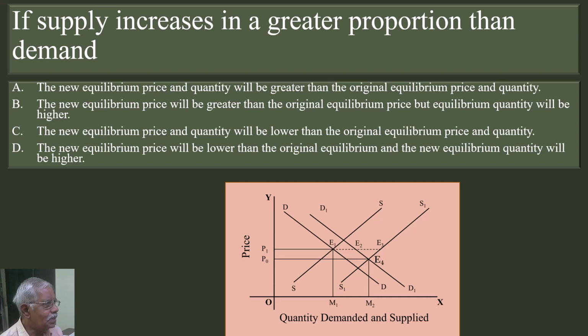Look at the option D. The new equilibrium price will be lower than the original equilibrium. The new equilibrium quantity will be higher. Yes, our answer is absolutely right.